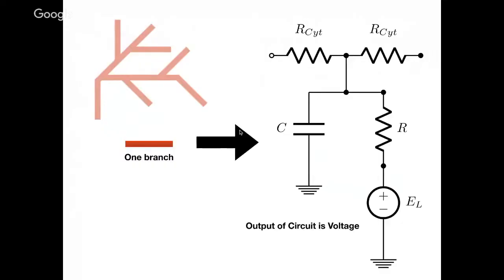Then from here, we would take this one branch and give it an electrical circuit, a very simple electrical circuit. It has different parameters associated with it, and this circuit has an output of voltage. Going through what each of these terms means, C is capacitance. You can think of it as the electrical circuit receiving current either from another neuron or from an outside stimulus.